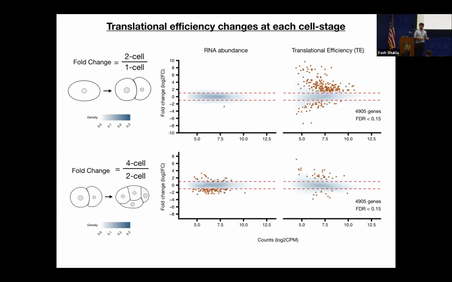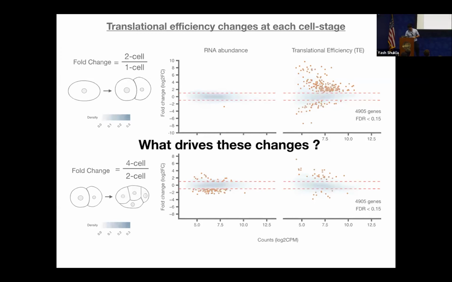A similar pattern was seen from the 2 to 4 cell stage, where there are few changes in mRNA abundance, but we see big changes occurring in translational efficiency. So this tells us that overall the mRNA content is remaining constant, but it's really the translation of these mRNA species that is being regulated.